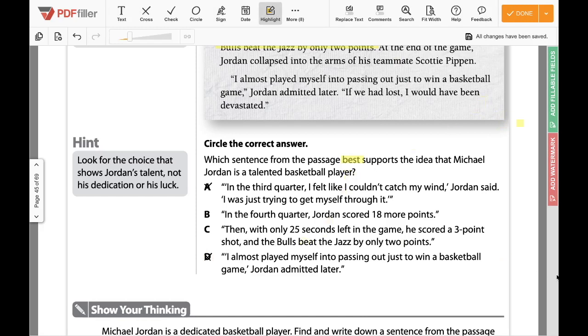So we're looking for something that strictly deals with his talent, not his luck or his dedication. So then it says, then with only 25 seconds left in the game, he scored a 3-point shot and the Bulls beat the Jazz by only 2 points. Obviously, this in some ways shows his skill. But if we're taking out his luck, the fact that there was only 25 seconds left in the game, that's just kind of a matter of circumstance, right? He didn't purposely wait until there was 25 seconds left and shoot a 3-point shot. So the correct answer that we're looking for is B. Because it's just talking about his skill, not his luck or anything along those lines.